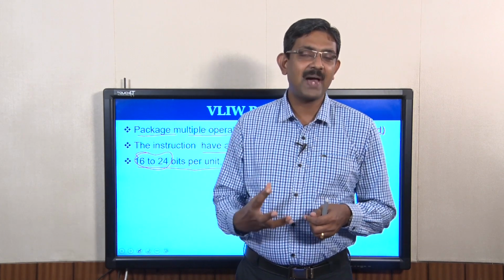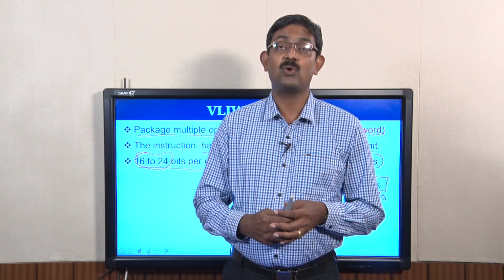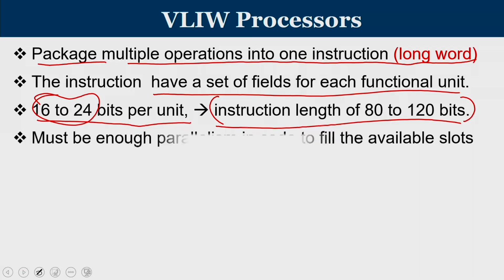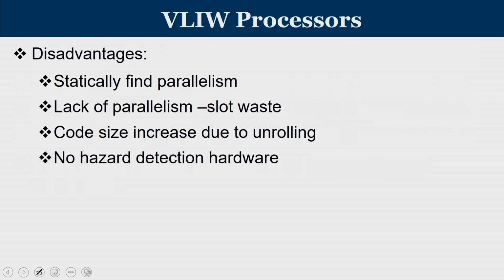So, finding out enough parallelism for the VLIW word that has been already mentioned is also a challenge. There should be enough parallelism in the code to fill up the available slots and find enough parallel instructions by loop unrolling and scheduling. And generally VLIW bundles are formed whenever we do not have enough instructions within a single block, then you perform loop unrolling and do the scheduling such that I can use VLIW.